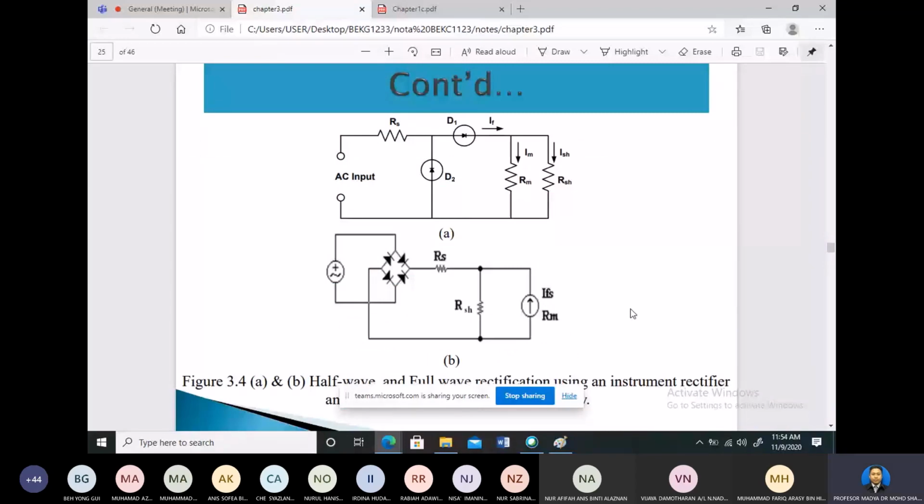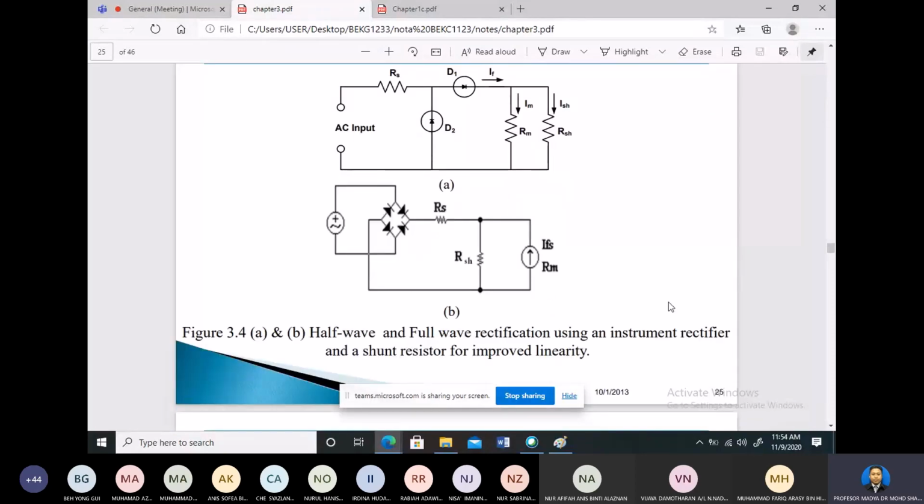Right, so let's see the difference between the half wave and full wave rectifier. You can see this example, the comparison between the half wave rectifier and the full wave rectifier. A is the half wave rectifier, and B is the full wave rectifier. That is different. For half wave they use 2 diodes, and for the full wave they use 4 diodes. That's the difference between the half wave rectifier and full wave rectifier.